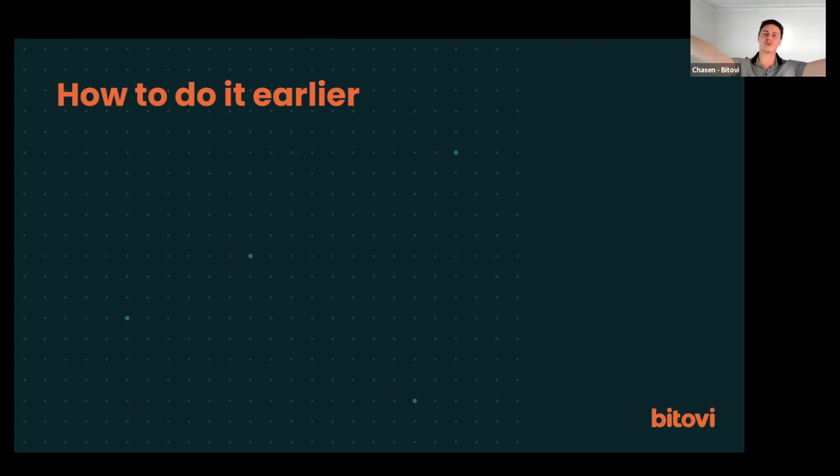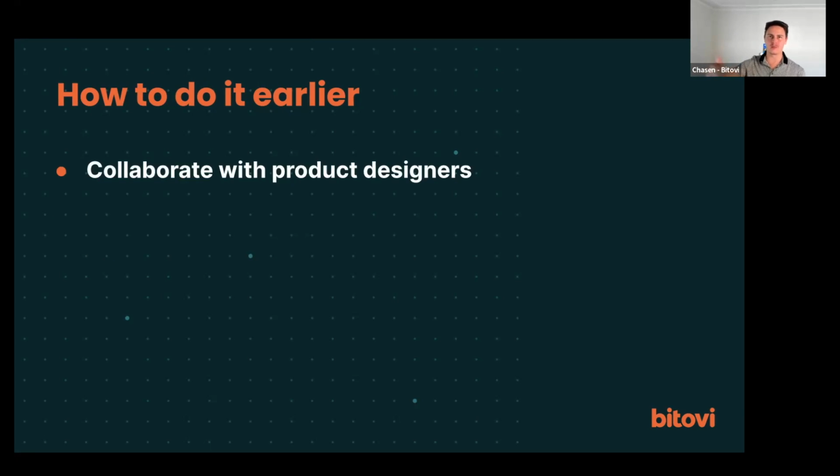Okay, so how do you do it? How do you do it earlier, right? How do you shift left? It starts with collaborating with product designers. So if you're a developer working with a UI UX team or with product designers, it means having conversations with them when you first pick up work to understand, hey, is this meeting what I know of accessibility, is this meeting the success criteria?